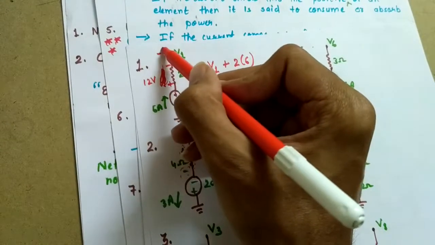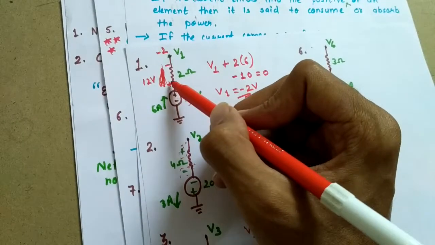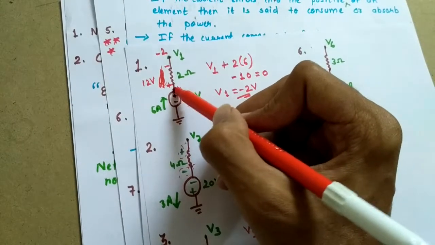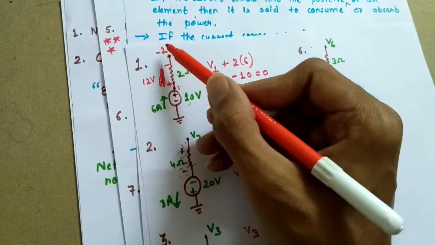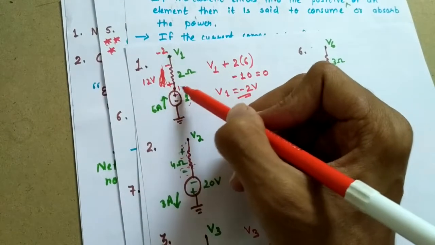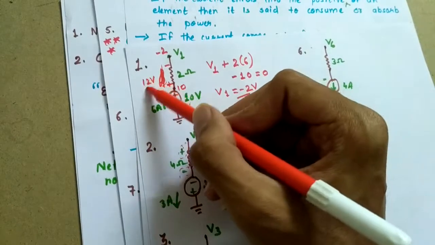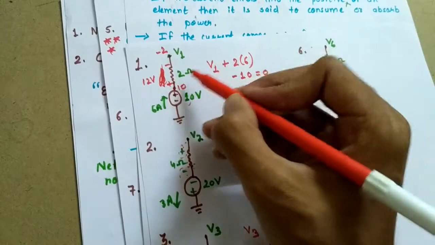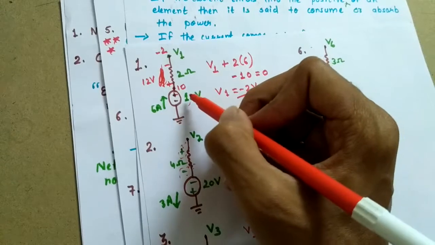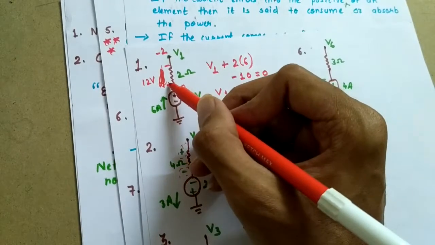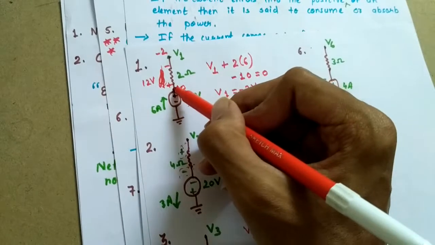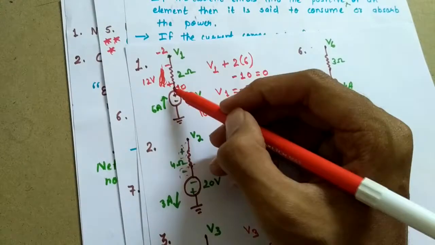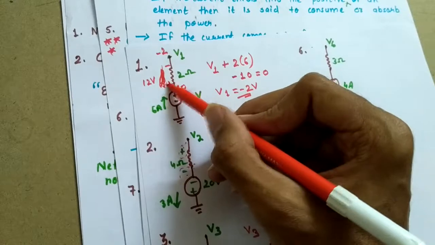So this is minus 2, and over here this is plus 10. This point is at plus 10 volts due to this voltage source, and this is minus 2. What is the difference between 10 and minus 2? It is 12. That's why the voltage drop here is 12. But the thing to be noted is which side is plus and which side is minus. Obviously plus 10 is greater than minus 2, so this side will be plus and this side will be minus. That's why this is the polarity.